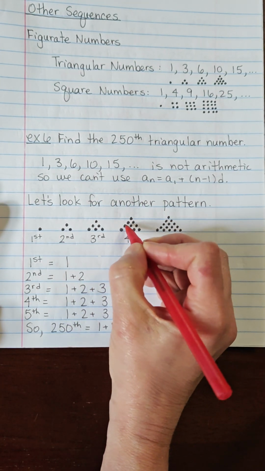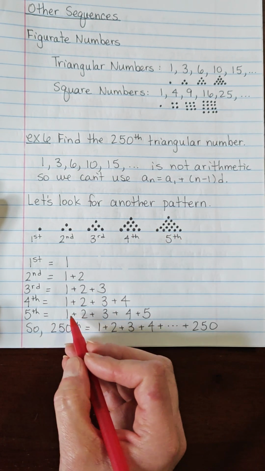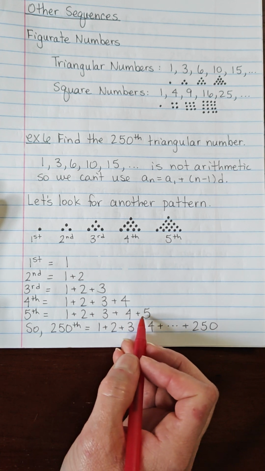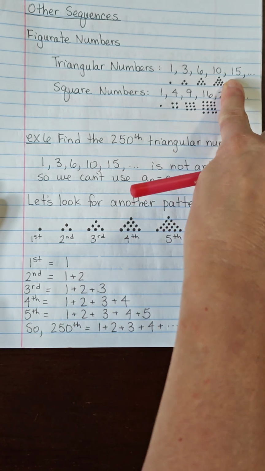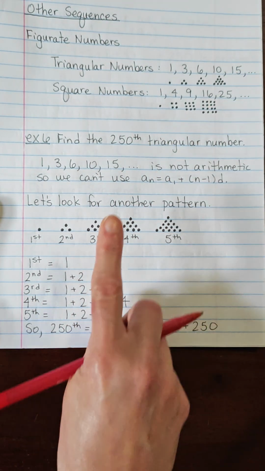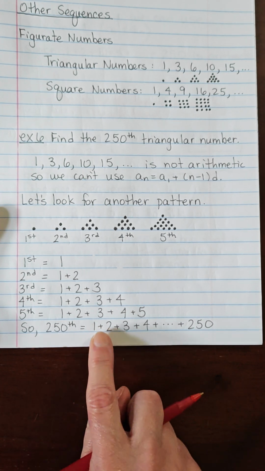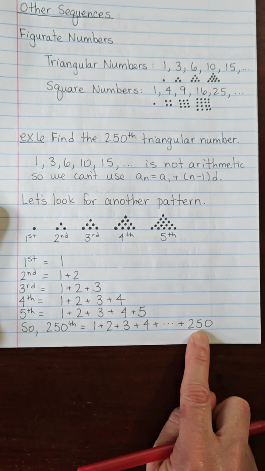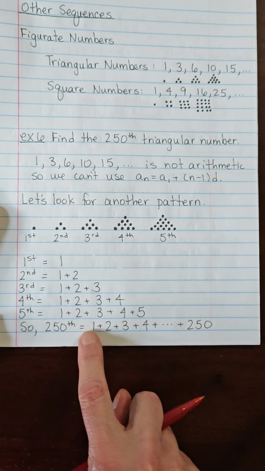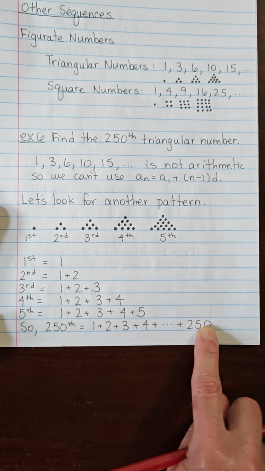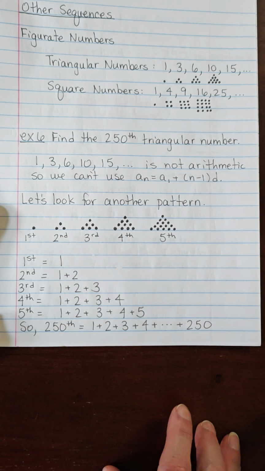So if you just look at each row, you can see that the fifth one is 1 plus 2 plus 3 plus 4 plus 5. So if you add all of that up, you're going to get 15. That means the 250th triangular number is 1 plus 2 plus 3 plus 4 all the way up to 250. Now, this pattern is not arithmetic, but this one is. In fact, you could use Gauss for this, that pairing up thing that we did in section 1.